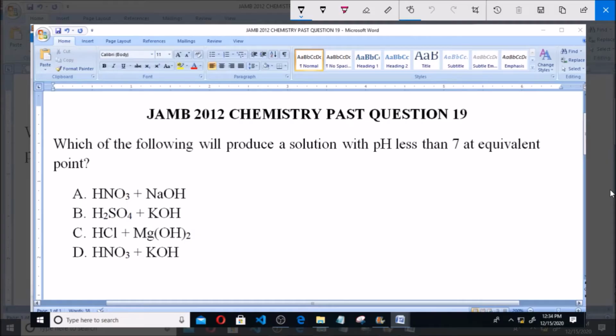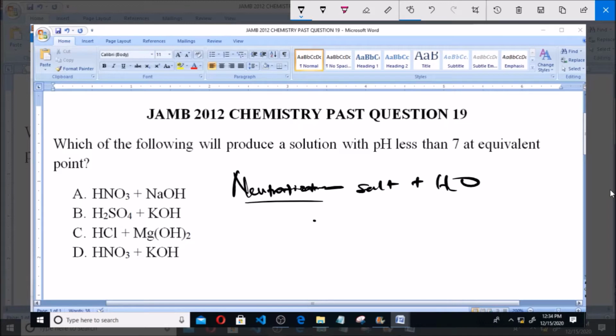I'll be answering JAMB 2012 Chemistry Past Question 19. Which of the following will produce a solution with pH less than 7 at equivalent points? Now, looking at these given reactions, we are given neutralization reactions, because a reaction involving an acid and a base or alkali to give salt and water is known as a neutralization reaction.